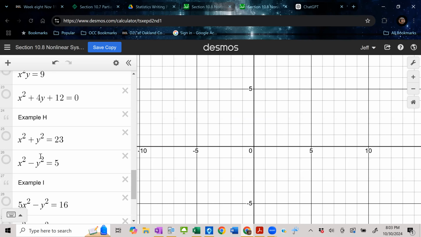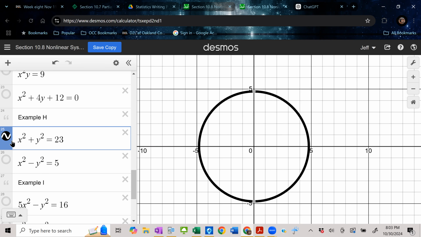Look at example H. So example H, again, you've got a circle, x squared plus y squared. Notice that the coefficients here of the squared terms are the same, and they're both positive. So that's going to be a circle. The radius of that circle is going to be the square root of 23, if you're very interested.